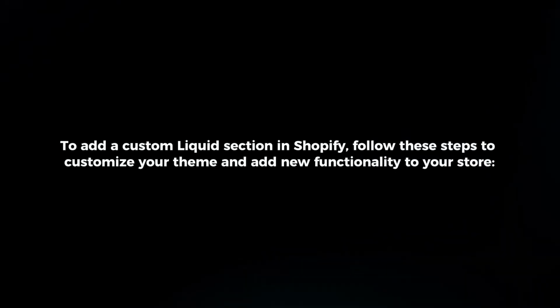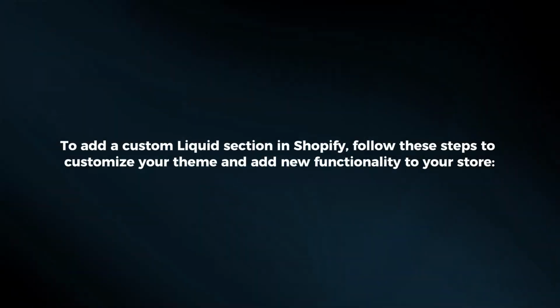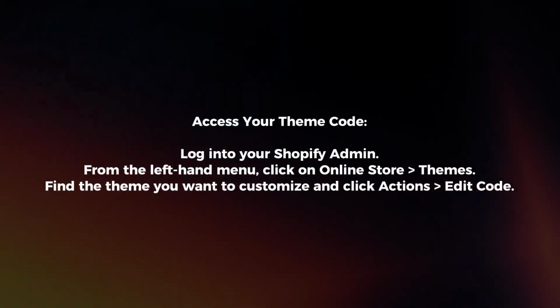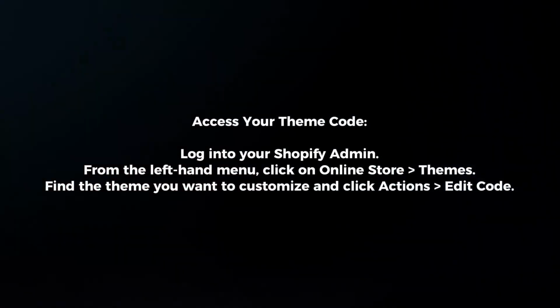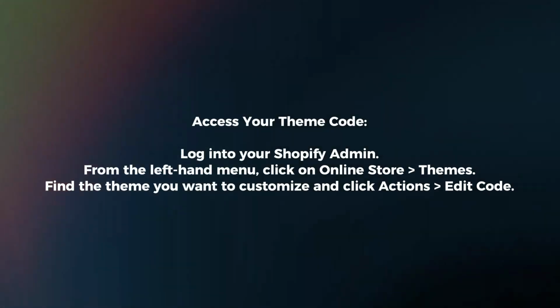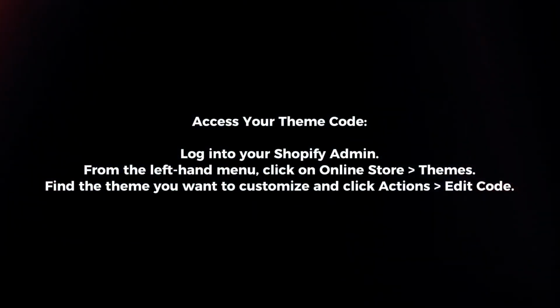To add the custom Liquid section in Shopify, follow these steps to customize your theme and add new functionality to your store. Access your theme code. Log into your Shopify admin. From the left-hand menu, click on Online Store, Themes. Find the theme you want to customize and click Actions, Edit Code.